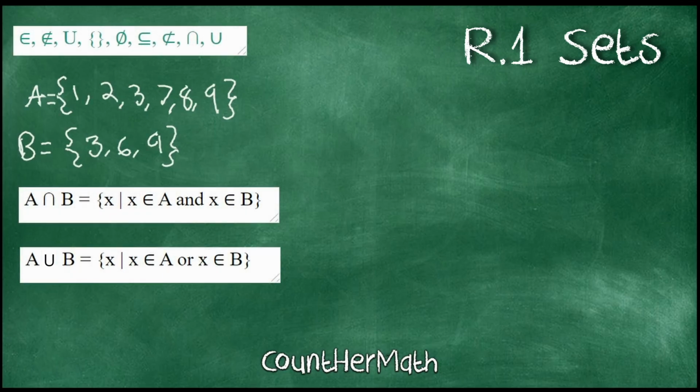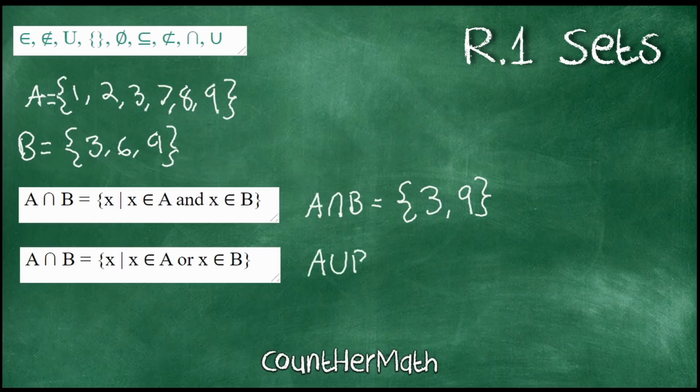If we have set A as 1, 2, 3, 7, 8, 9, and set B as 3, 6, 9, then the intersection between set A and set B are the numbers that are in common with both of them. In this case, those numbers are 3 and 9. And the union between the two sets would be all of the elements in set A, as well as all the elements in set B. If there's any overlap, we're only going to write the element once, even if it's in both sets. So in this case, the union between set A and set B is 1, 2, 3, 6, 7, 8, 9.